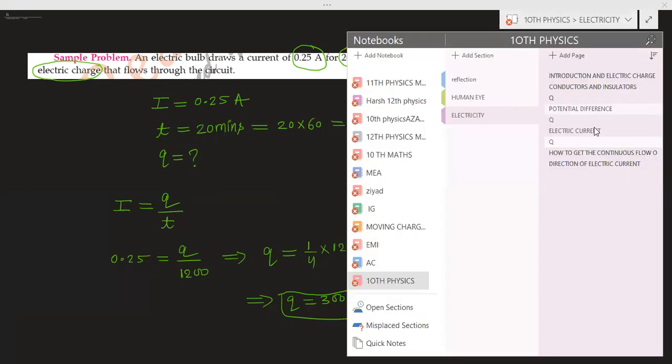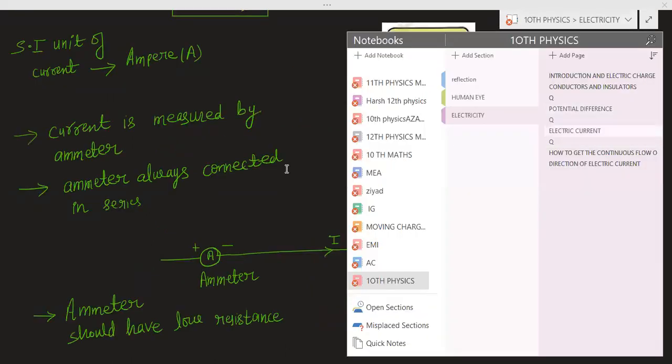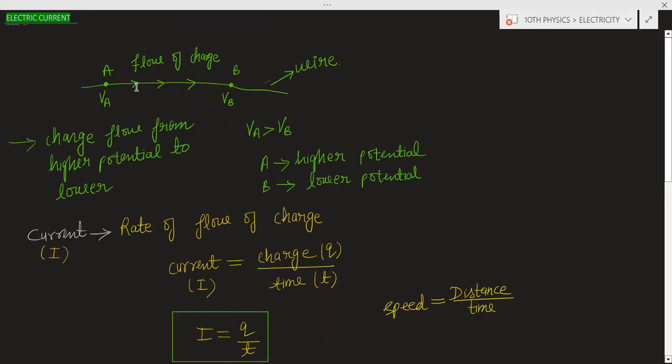So charge always flows from higher potential to lower potential. But there is one more point here. The charge always flows from the higher potential to the lower potential till the potential of 2 points become same. Okay, the charge flows from higher potential to the lower potential till the potential of 2 points become same.